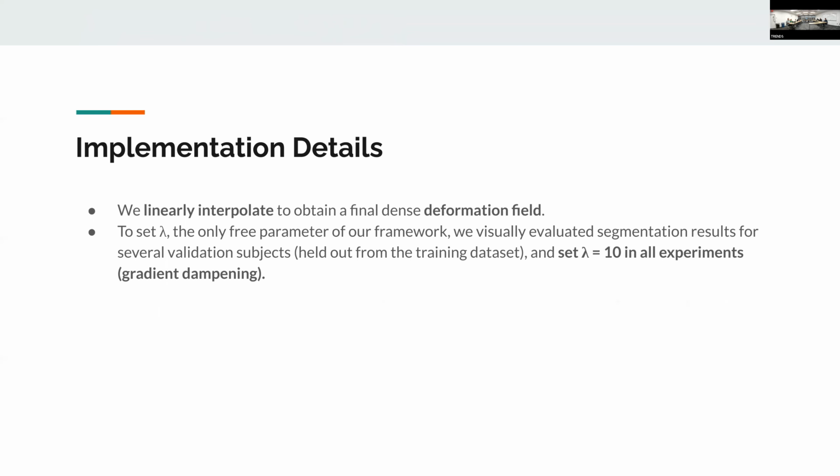Something interesting to point out is that they have this deformation field, but it's discrete. Per voxel, they interpolate between the voxels with linear interpolation to get a continuous field of where to deform the atlas. One of the hyperparameters they observe from a validation set is how much to dampen the change of the atlas, the lambda parameter, and they set it to 10 through all their experiments.